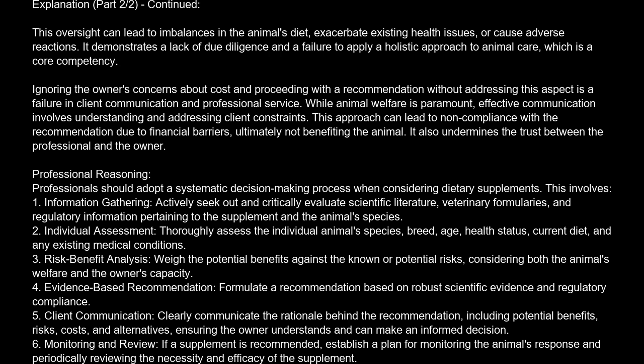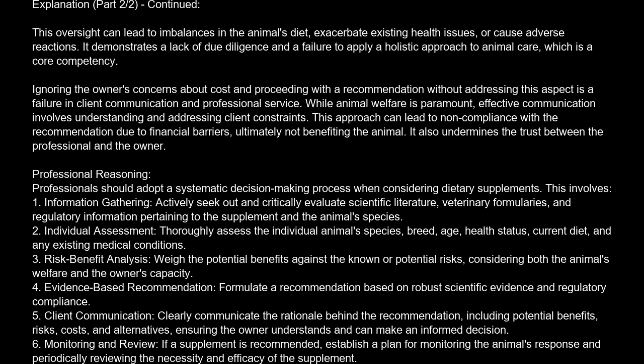While animal welfare is paramount, effective communication involves understanding and addressing client constraints. This approach can lead to non-compliance with the recommendation due to financial barriers, ultimately not benefiting the animal. It also undermines the trust between the professional and the owner. Professional reasoning. Professionals should adopt a systematic decision-making process when considering dietary supplements.